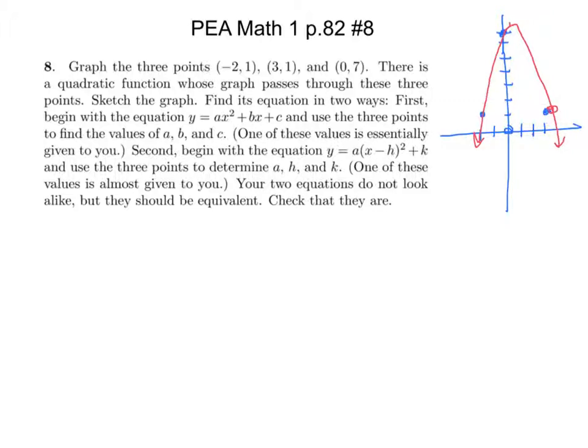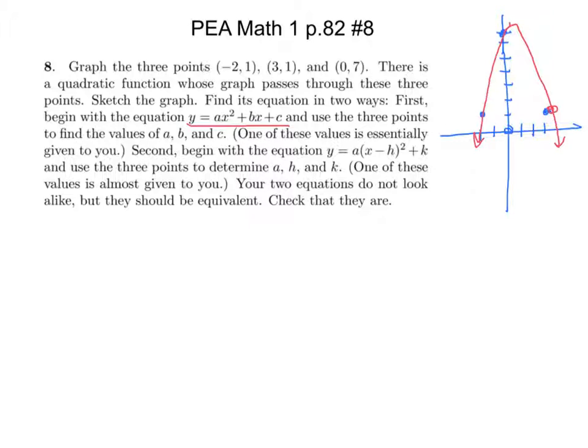Okay? And it wants you to find these equations in 2 ways. First, begin with the equation y = ax^2 + bx + c and use the 3 points. It says one of these values is essentially given to you, so I'll show you that one. And then the second part is to use the vertex form of the equation. It says that your 2 equations do not look alike, but they should be equivalent. Check that they are.